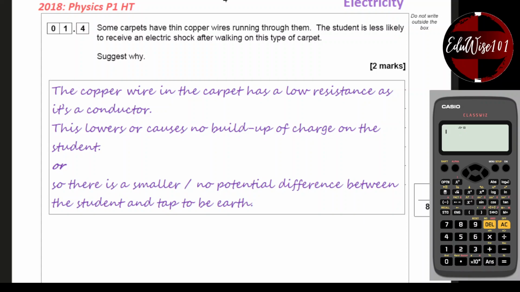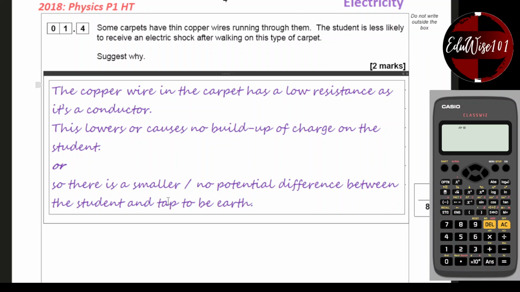The copper wire in the carpet has a low resistance as it's a conductor. This causes no buildup of charge on the student. The 2nd mark is to say there is a smaller or no potential difference between the student and the carpet.